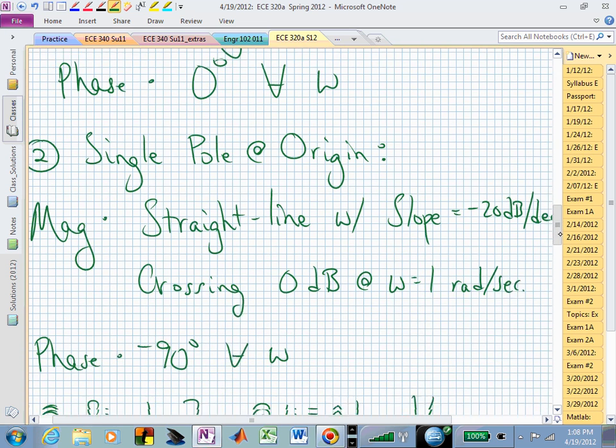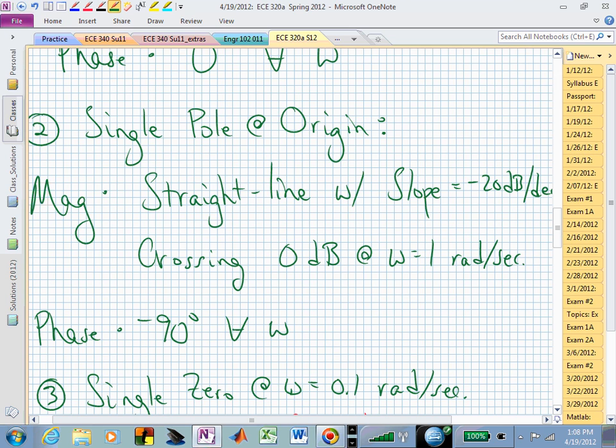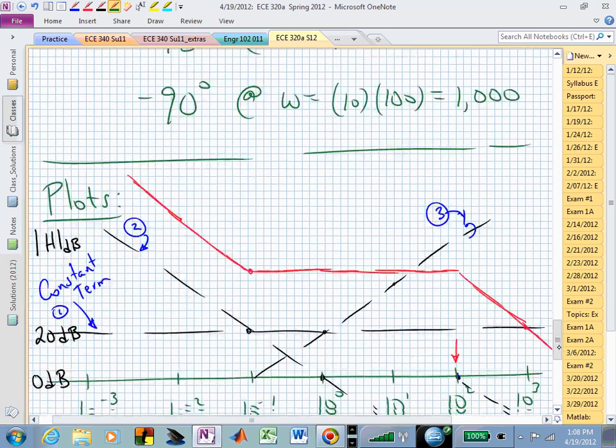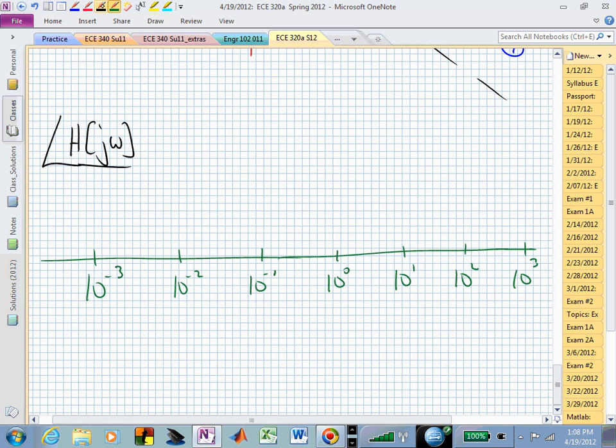The next one, the single pole at the origin, you better be able to sketch these. Just pull out your ruler and draw a straight line, and make sure it's at minus 90 degrees. You've now sketched the piece of the phase contributed by that pole at the origin. It's always contributing minus 90 degrees. So here is minus 90 degrees, this was due to term number 2.